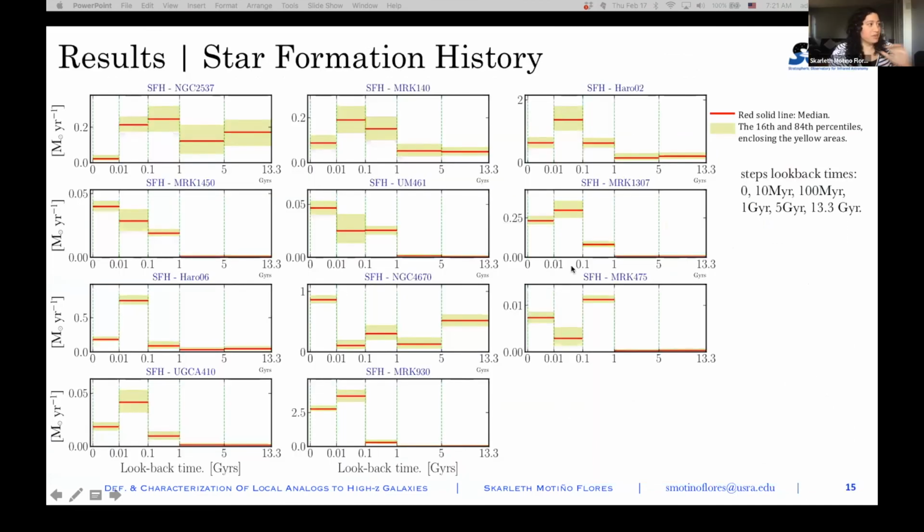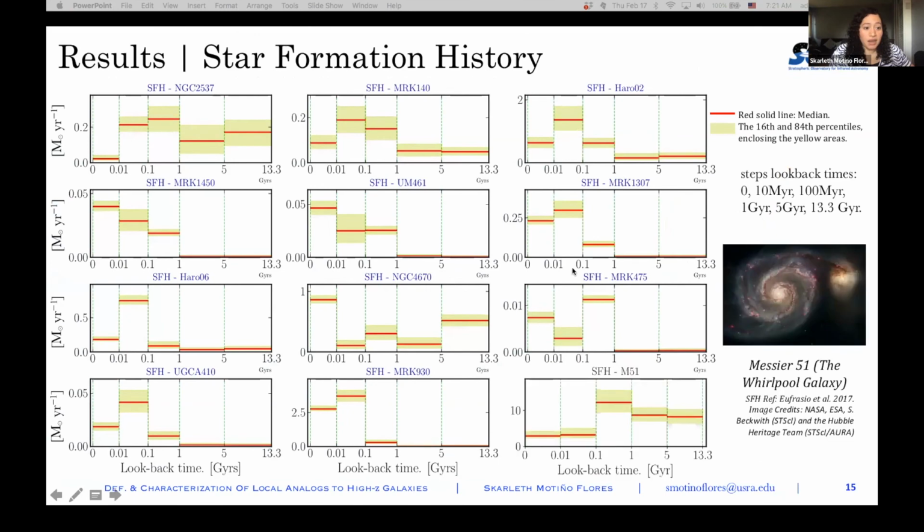So I'm going to move a little bit to the star formation histories. What is important for us is that we can define star formation histories using the fitting of the SED. Some of these galaxies show star formation that can be traced in the last 1 giga year. So we're finding galaxies that have very short star formation histories, and we think these galaxies are actually young galaxies in the nearby universe. That's why it's important to study these kinds of galaxies.